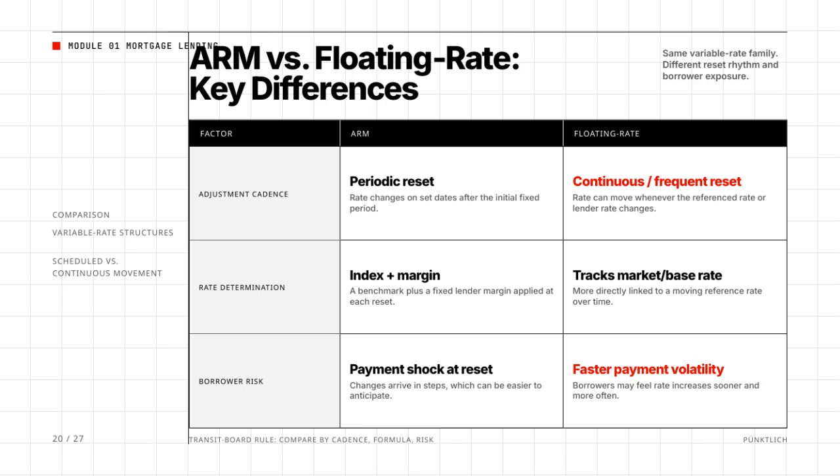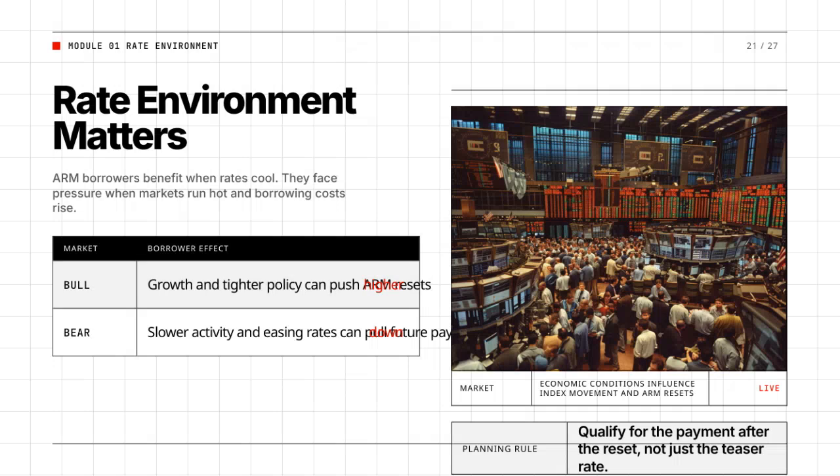To summarize, when comparing these two, focus on the cadence of adjustments, the formula used to determine rates, and the associated borrower risk. Understanding these factors helps in choosing the right variable rate product that aligns with one's financial tolerance and goals.